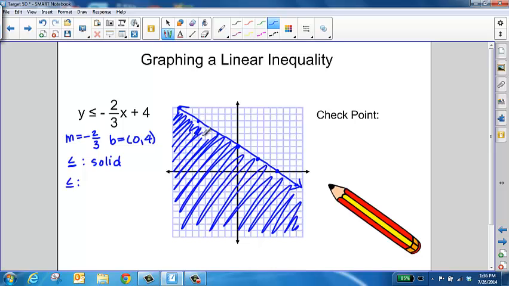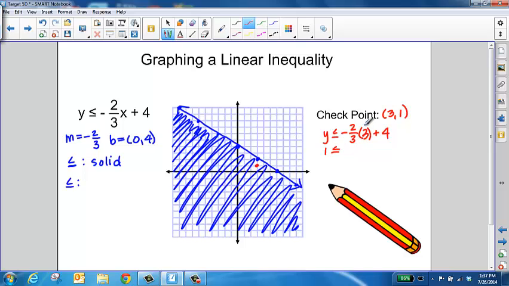Now, to double check that you shaded the right portion of your graph, you want to check a point that's located in the shaded region. You can pick any point that you want in the shaded region. I'm going to pick the point (3, 1), but if you want to choose something different, by all means, you can. What we're going to do with that point is substitute it into that original inequality, and make that y a 1 from that ordered pair.